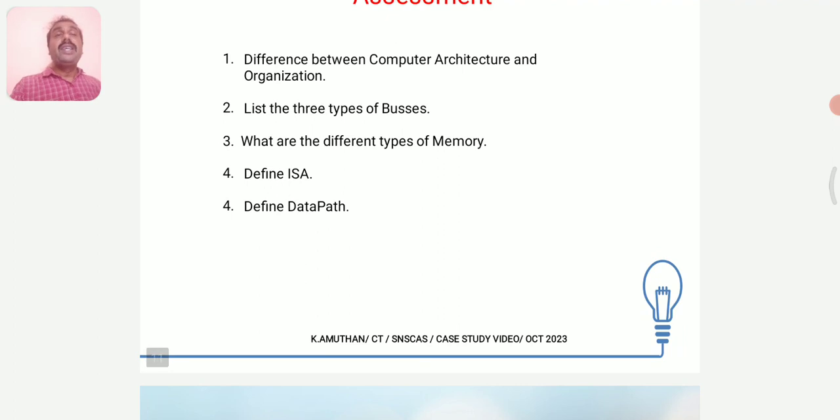Assessment: the difference between computer architecture and organization, list the three buses like data bus, address bus, and control bus, define ISA, and define data path.